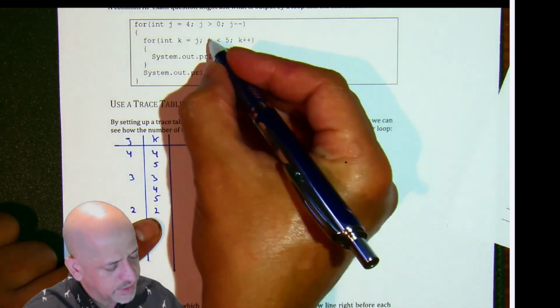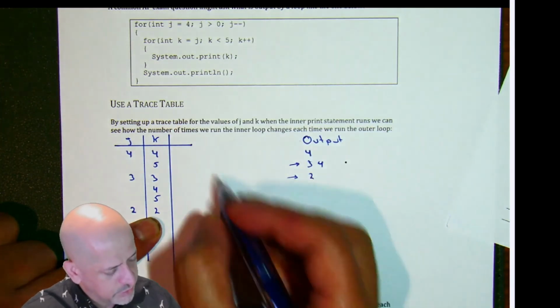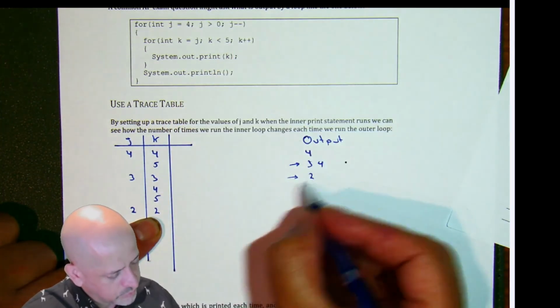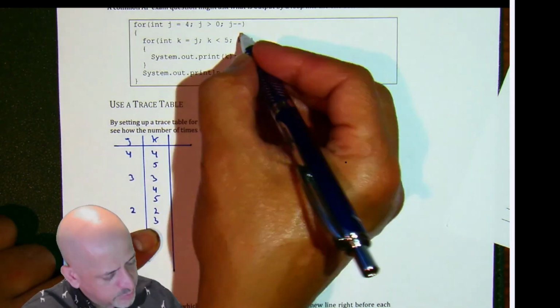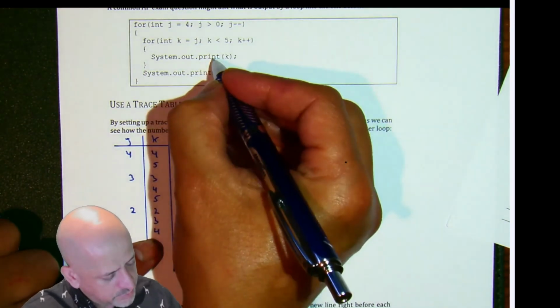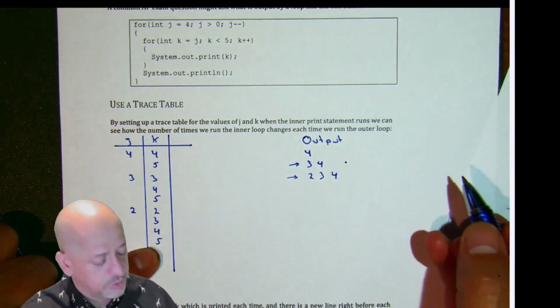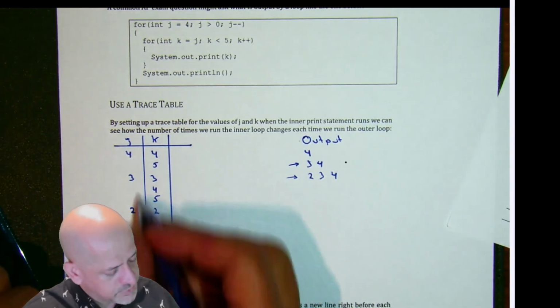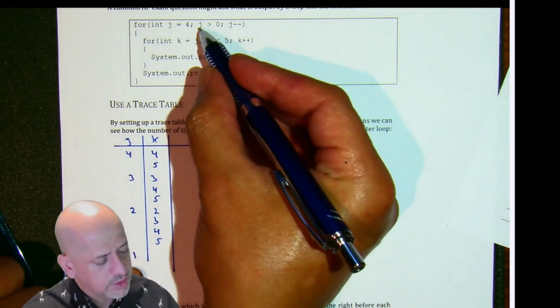It gets k is less than 5, yes. So therefore, I print the value of k, which is 2. Increase it by 1. So therefore, print it out gives me 3. Increase it by 1, is it less than 5, yes. Print it out. Increase it by 1 gives me 5. That is false, so therefore I end that loop. Now my value of j gets to be 1. Is 1 greater than 0?